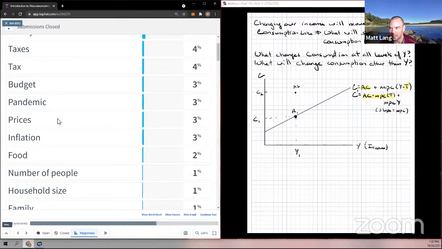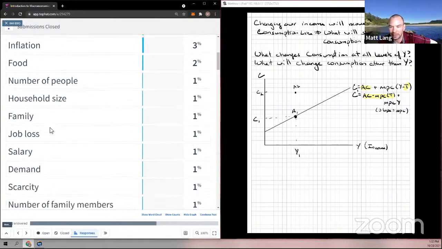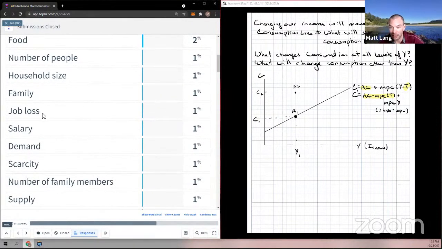Because what we're doing is actually shifting this curve, capturing something like the pandemic, something like inflation. Think of it again in terms of the interest rate, and we'll bring that in all towards week 8, week 9. But yes, that is also correct. So number of people, again, job loss, yes, some sort of shock like that.